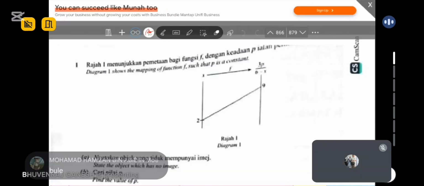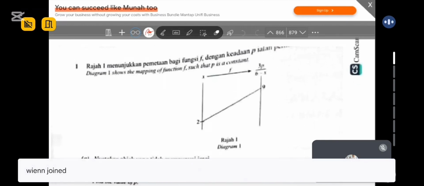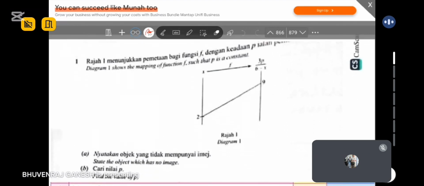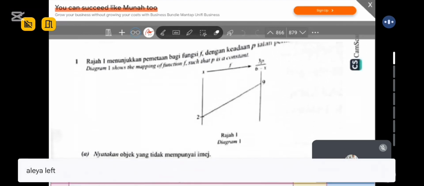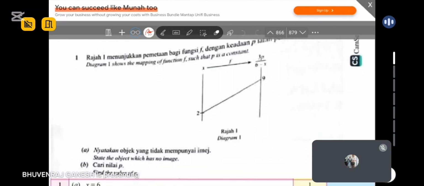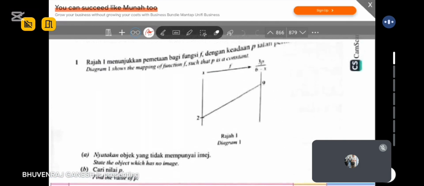So today we will be doing the actual SPM paper, soalan sebenar SPM bagi NMATS. Today we will cover paper 1 only, kertas satu saja, tapi kita akan bincang semua soalan yang diperlukan. We will discuss all the questions, question 1 until question 15. Alright guys, so we start with question 1.